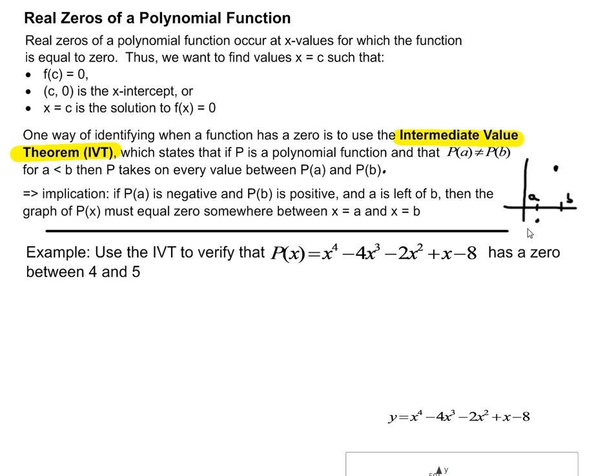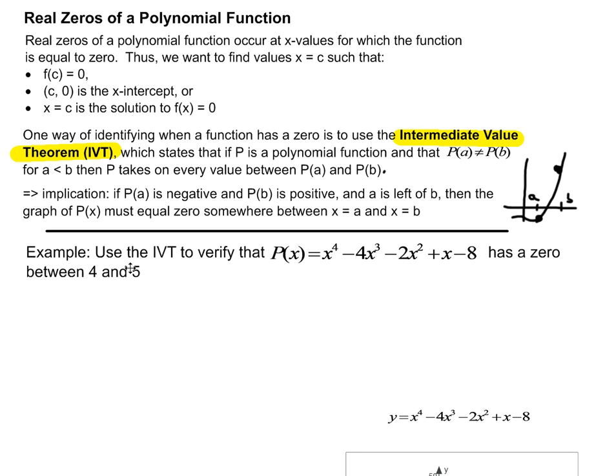Since polynomials are all smooth, continuous curves, that is, the kind of curves that I could draw by putting my pen down on the paper and then not having to pick up my pen from the paper, just connect the dots, the only conclusion that we can reach is that this function must pass through the graph at 0 somewhere in there. That is the implication of the intermediate value theorem.